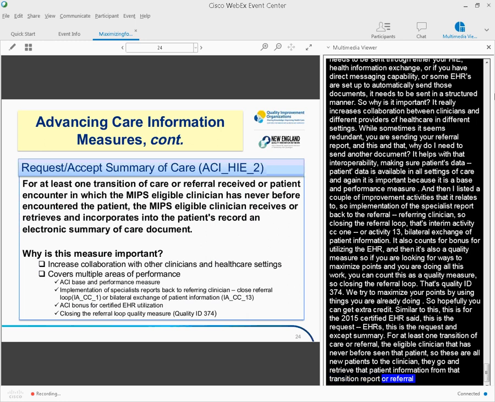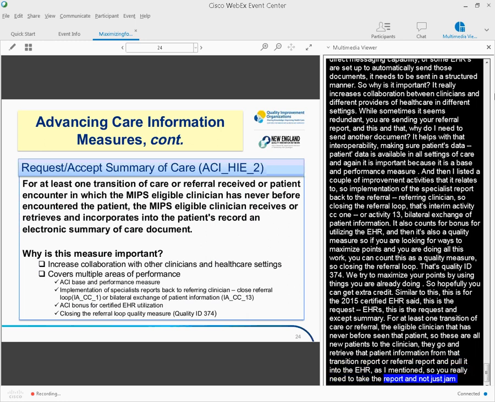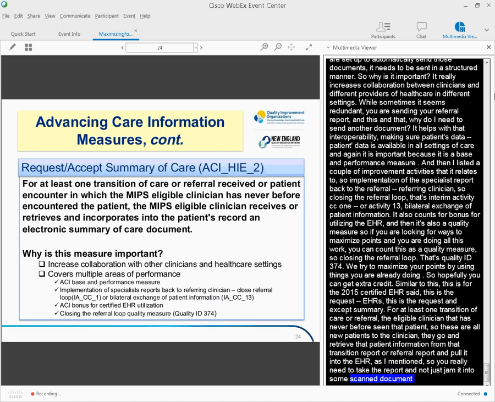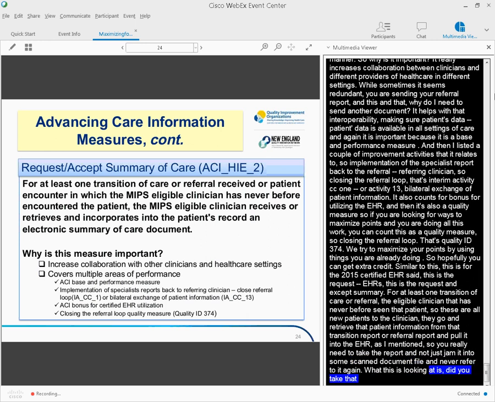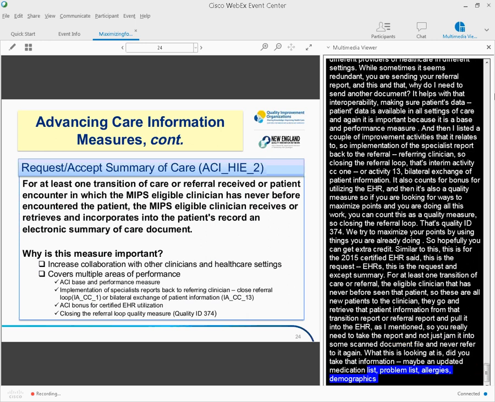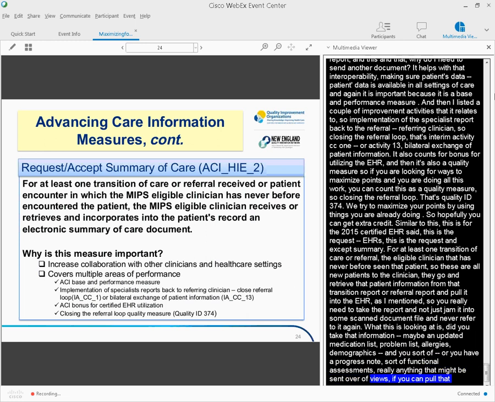What this measure is looking at is, did you take that information? So if it's an updated medication list, problem list, allergies, demographics, any sort of progress notes, functional status assessments, really anything that might be sent over of use. If you can pull that into your record and make something of it, did it enhance your record in some way, hopefully? Again, that's increasing collaboration between clinicians and settings of care.